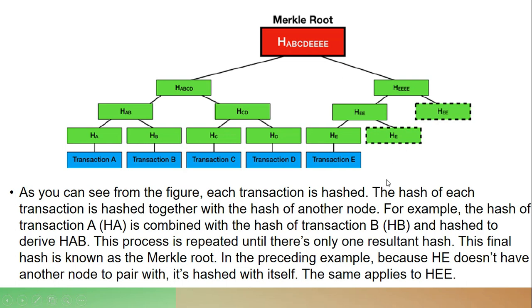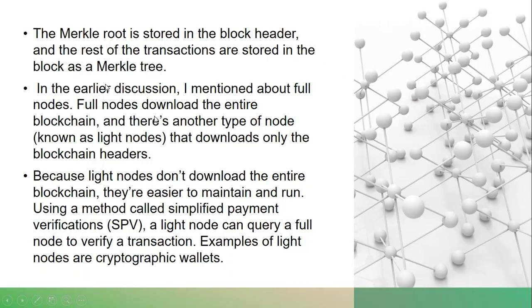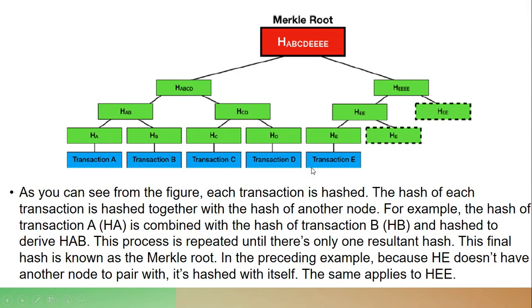And the same applies to HEE, right? HEEEE will be there, and this will be merged. Now the Merkle root is stored in the block header. I've already explained this. There is a list of transactions, and that list of transactions will be bundled together and is known as a Merkle root. Like in this example, I have shown you a list of transactions that will be stored, and mainly it will create a Merkle root.